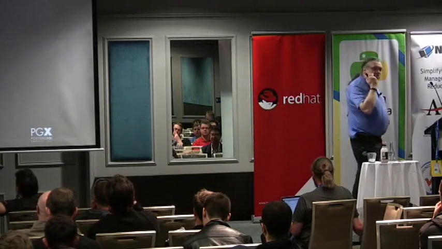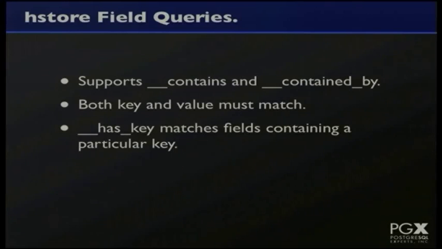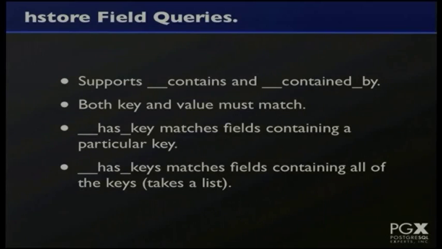So what can you do? So you created this hstore field. What can you do to it? Well, you can do contains and contained by. It works just like arrays, only both the key and value have to match. We also have has_key, which matches fields containing a particular key. So if you want to query for everything that has the key tag or something, you can do that. And has_keys matches fields containing all of the keys.